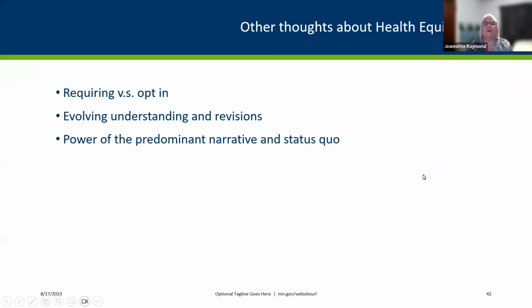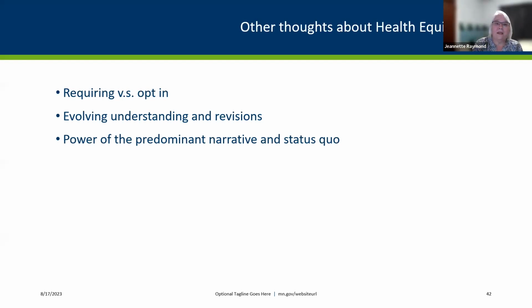I think that, 3 thoughts. Requiring versus opt-in. I mentioned this before, but if you have a tool and you have the power to require it, it's better than just having people opt in. And again, not everybody completed the HEDA at this really high level, but it really got a conversation started. We have evolving understanding of these tools, and we need to revise these tools as we move on. And one of the revisions we really want to consider, if we move forward with the HEDA, is one that reflects more explicitly structural racism and addressing structural racism in our programs and policies.